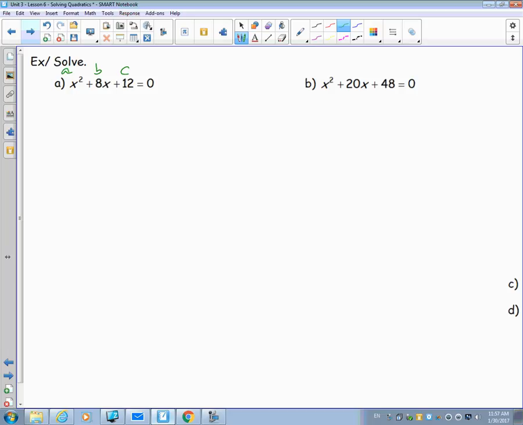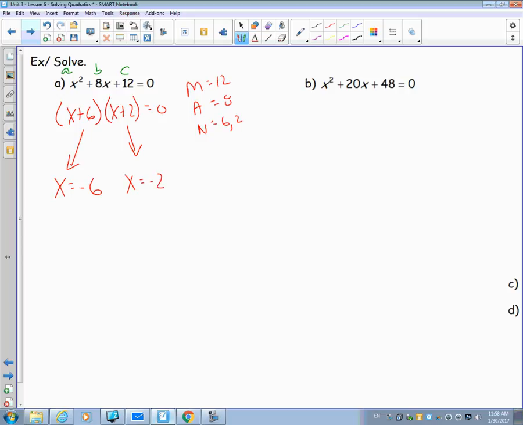And I look at this and I think to myself, well, this is man. Can I multiply to 12 and add to 8? And I can do that if I use the numbers 6 and 2. So my factored form of this equation, x plus 6, x plus 2. And that's my factored form. My zeros, my solutions, are negative 6 and negative 2. And I like to put the arrows in there to remind myself I'm not done until I actually write down the answers.